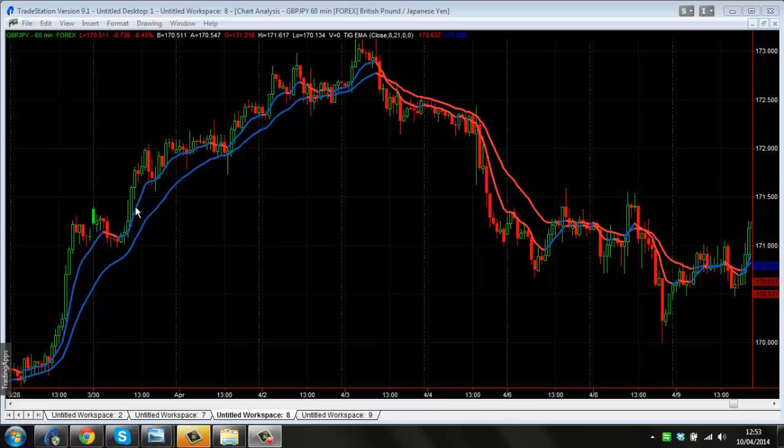So you can see very, very well in this chart here. When the EMAs are blue, we get a very heavy uptrend, so we only want to be looking at buying this market. And when it's red, we only want to be looking at selling this market.